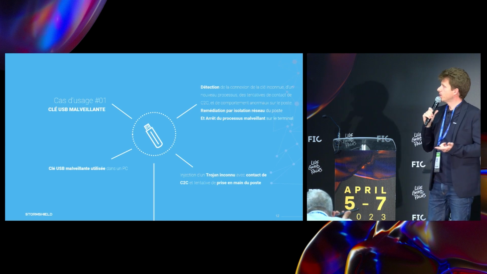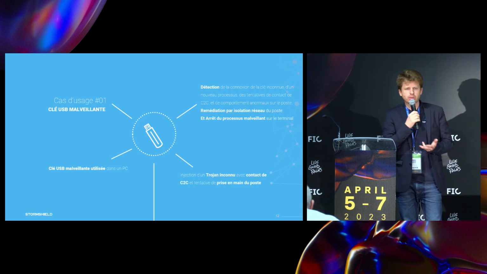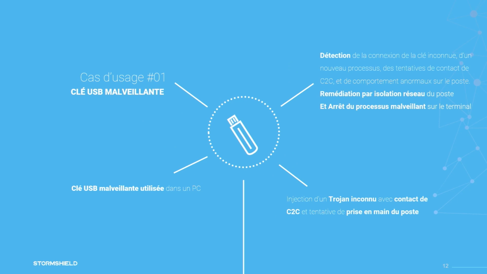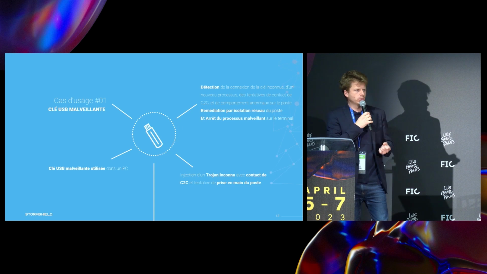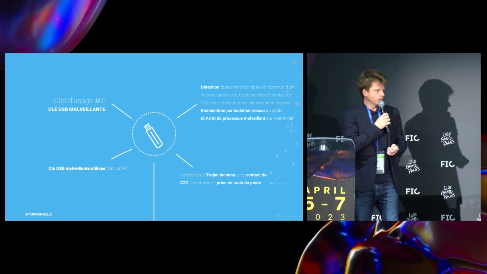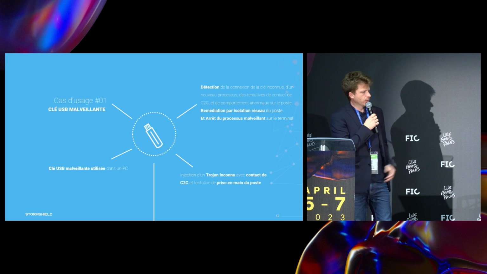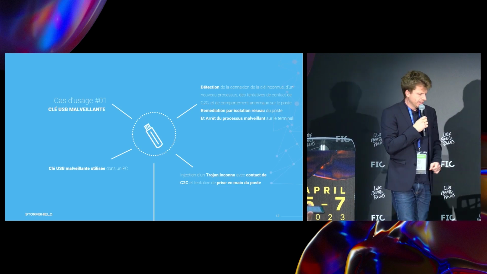So we'll detect the fact that the USB key has been connected. There's a contact with the C2. There's an abnormal behavior in terms of energy used, so we can isolate the process and kill the process. We can forbid the USB key on other machines so that it cannot be shared, so its USB tag, its ID, is blocked. This is for the USB part.